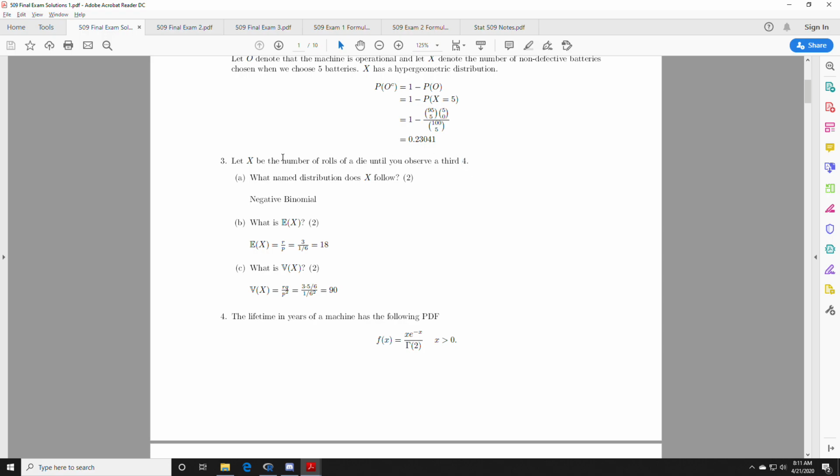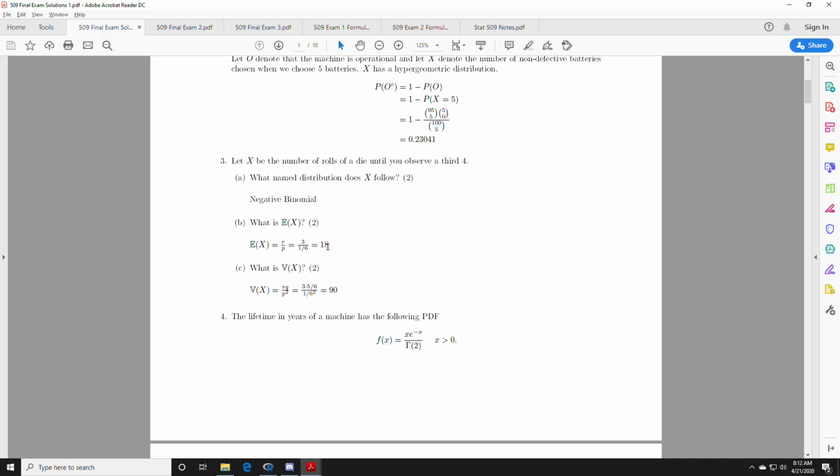Okay, so the probability of success is obviously just 1 out of 6, 6 faces on the die. Okay, so what is the expected value? This is the one where you need to either remember it or it shouldn't be too hard to look up. And it's just going to be R over P, which is going to be 3 over 1/6, which is 18. So we expect to roll the dice 18 times before we observe a third 4.